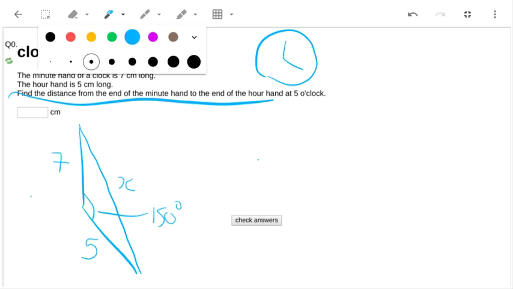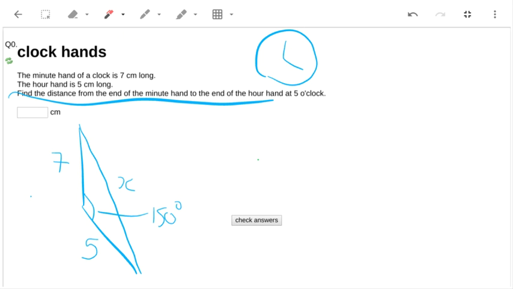Now, this is a trigonometry problem. You can't use SOHCAHTOA in this case because that only works on right-angled triangles. The sine rule won't work either because you need two angles and two sides. So we're going for the cos rule here. I'll just write it out: cos A equals b squared plus c squared minus a squared over 2bc.